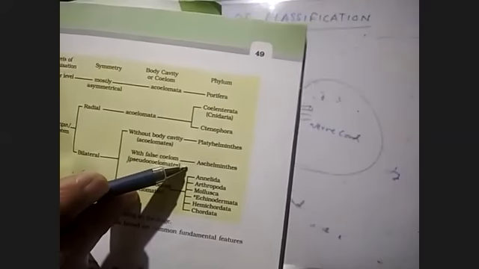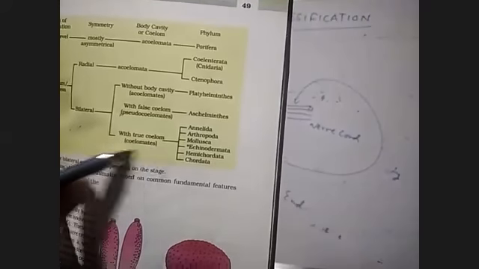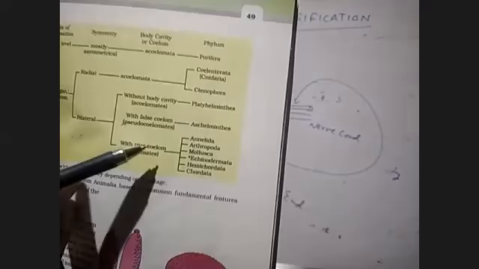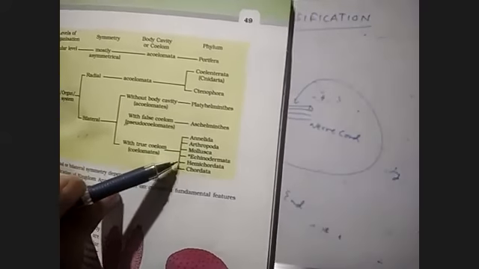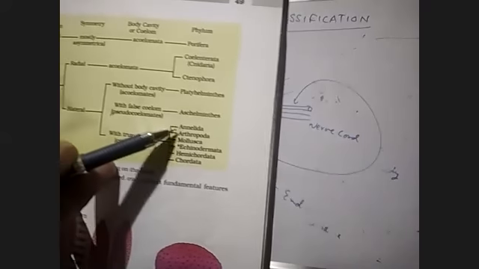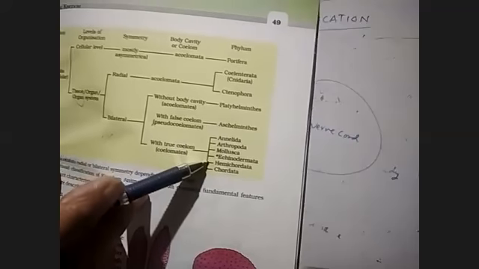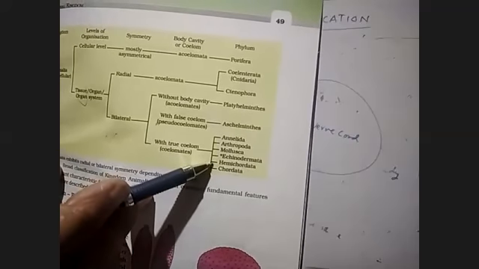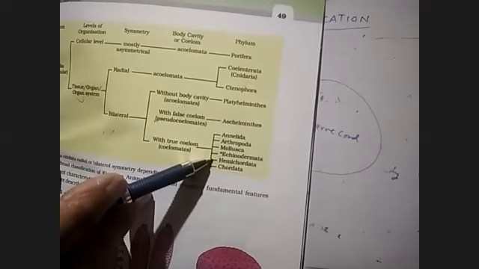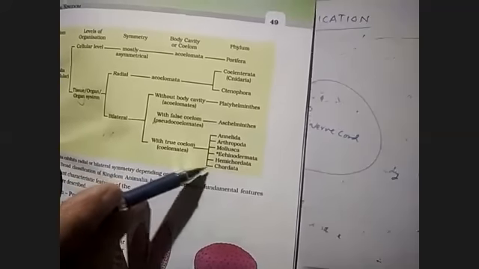The second one, with the false coelom, are called pseudocoelomate, the aschelminths, like I told you, the roundworms and nematodes. Then we have the true coelom or coelomate, found in Annelida, Arthropoda, Mollusca, Echinodermata, Hemichordata, and Chordata. Annelida like earthworm, arthropods like insects, mollusca like snails, Echinodermata like starfish, Hemichordata, the well-known glossary of the sea, and the Chordata, we are the Chordata.